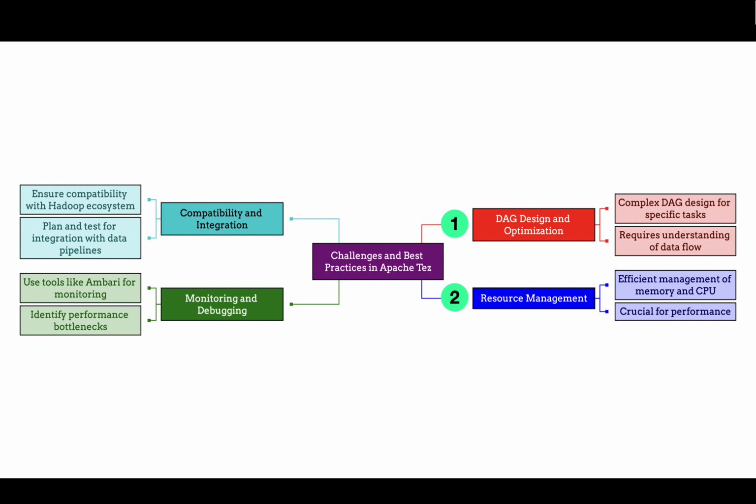Efficient resource management is crucial. Proper configuration of memory and CPU resources for Tez tasks can greatly affect performance. 3. Monitoring and debugging. Monitoring Tez applications for performance bottlenecks and debugging them can be challenging. Tools like Ambari can be used for monitoring Tez jobs.